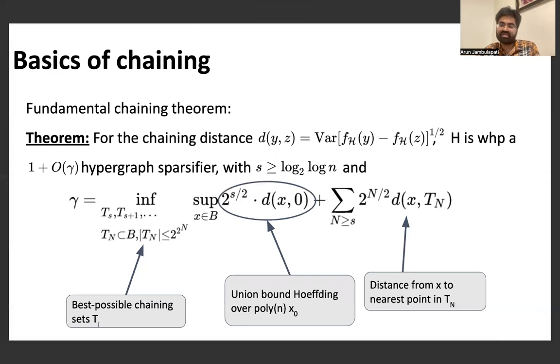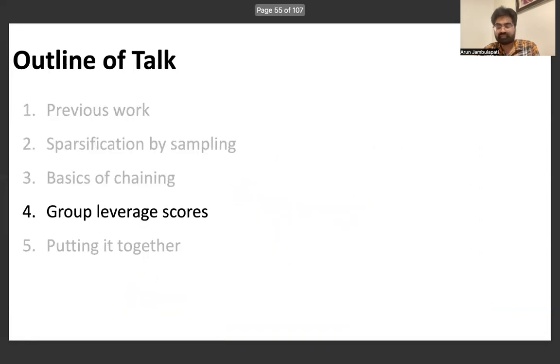And the first term inside this expression corresponds to a union bound over polynomially many choices for x naught. So this corresponds to the standard Hoeffding controlling a polynomial number of events, and the second term corresponds to controlling the telescoping summation. Okay, so that's our main framework for using Hoeffding's inequality.